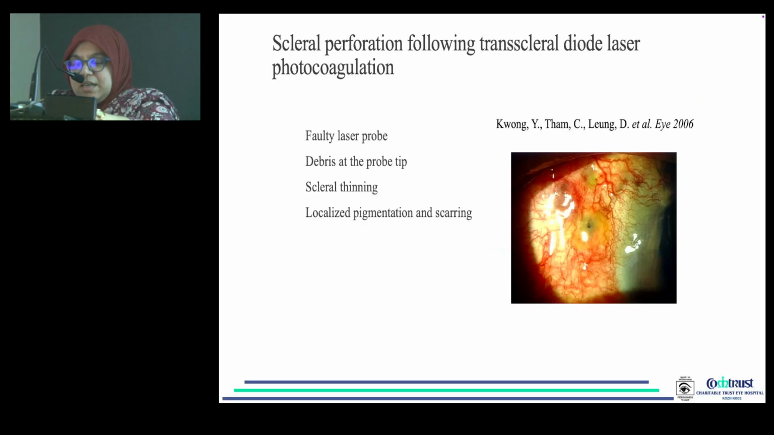So this is an article of scleral perforation following transscleral diode laser. It was due to the faulty laser probe. There was a debris at the probe, and also scleral thinning can contribute to this, and also localized pigmentation and scarring.